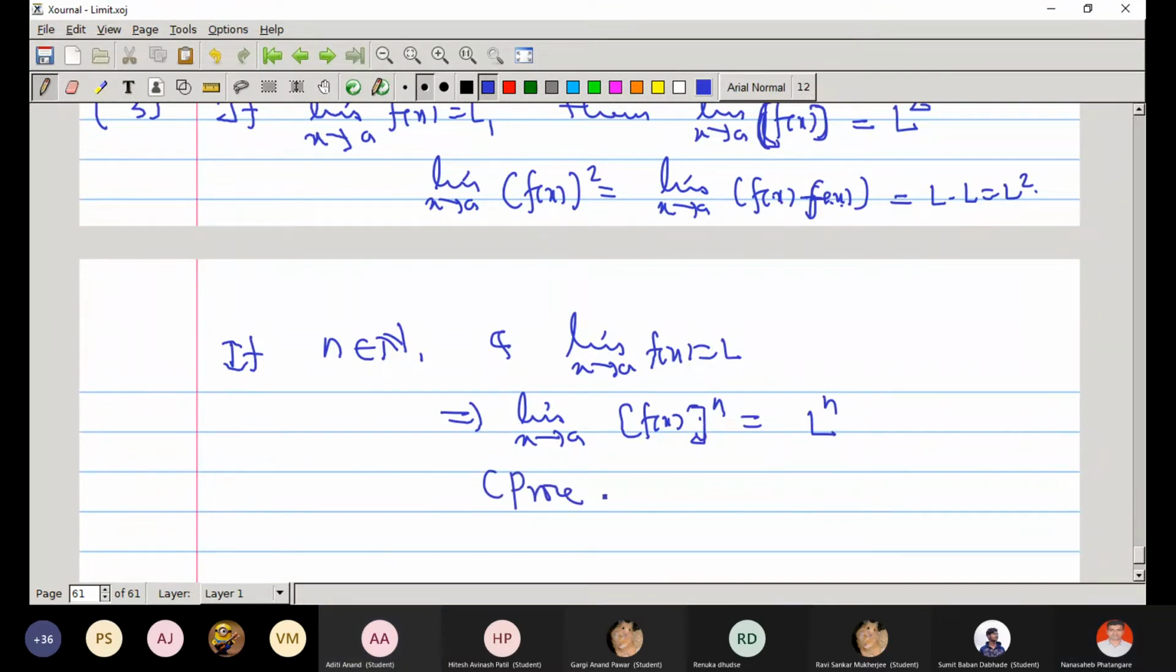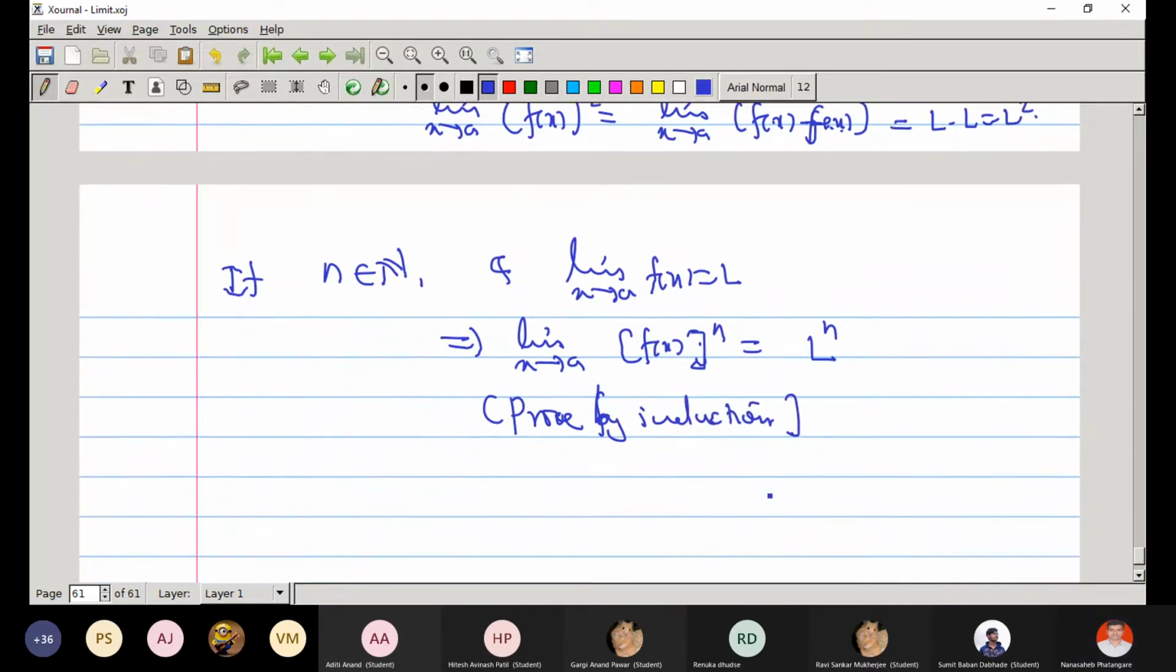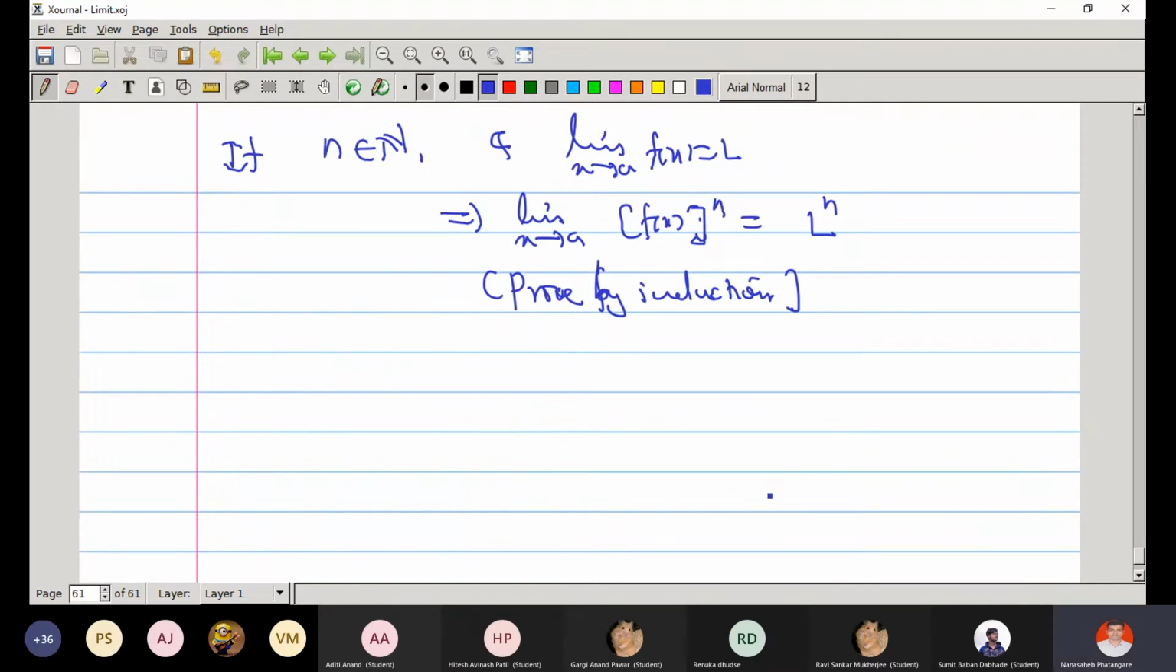So, by induction, for every n, this is going to happen. Right? If it is for 2, from 2 to 3, it is easy. From k to k plus 1 also it is easy. So it is just using the n is equal to 2 case, that is from k to k plus 1, and check.